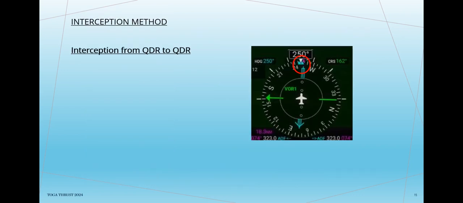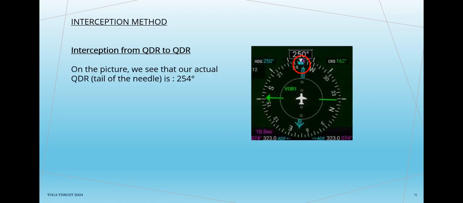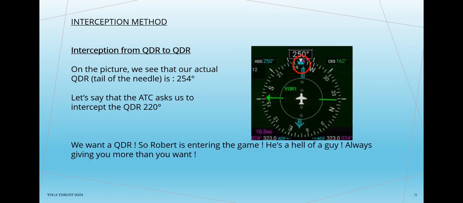Interception from QDR to QDR. On the picture, we see that our actual QDR, tail of the needle, is 254 degrees. Let's say that the ATC asks us to intercept the QDR 220 degrees. We want a QDR. So Robert is entering the game. He's a hell of a guy. Always giving you more than you want.